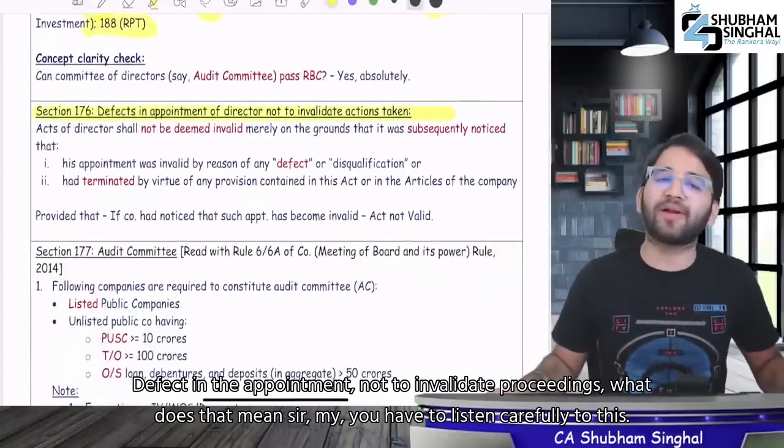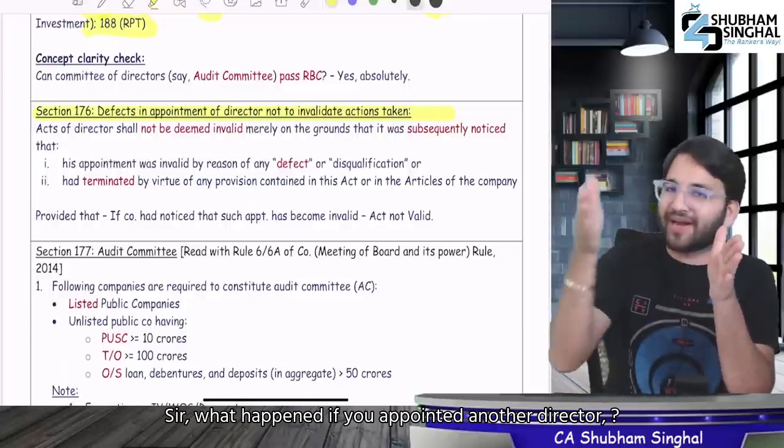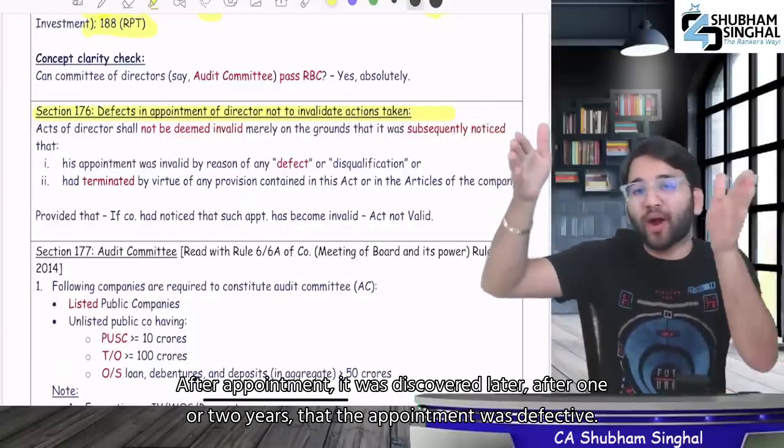Section 176. Defect in appointment not to invalidate proceedings. What does that mean? See this. What happens if you appointed another director and it was discovered after the appointment, say after one or two years, that the appointment was defective?